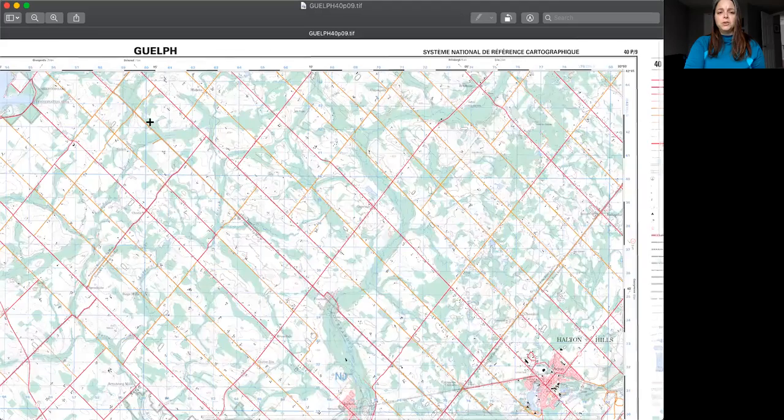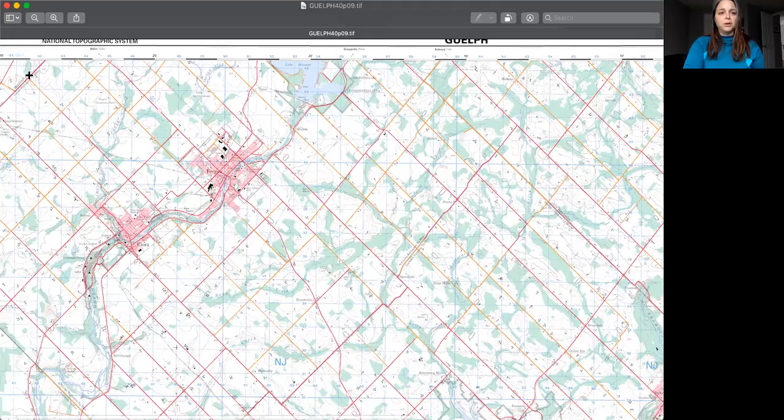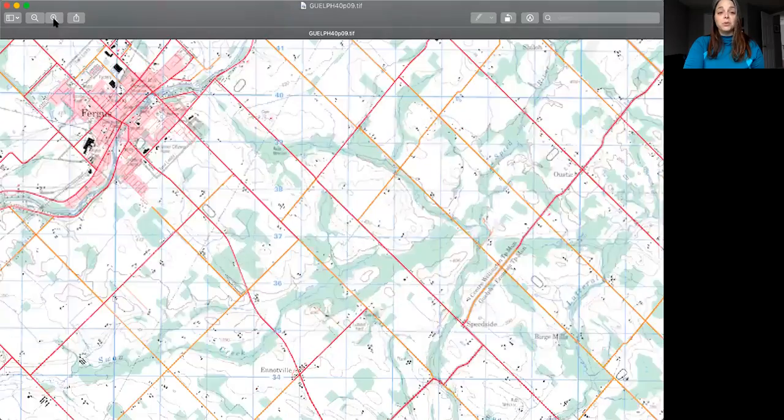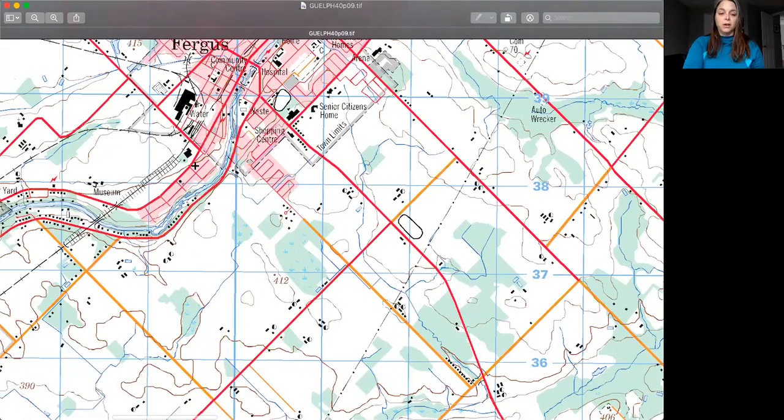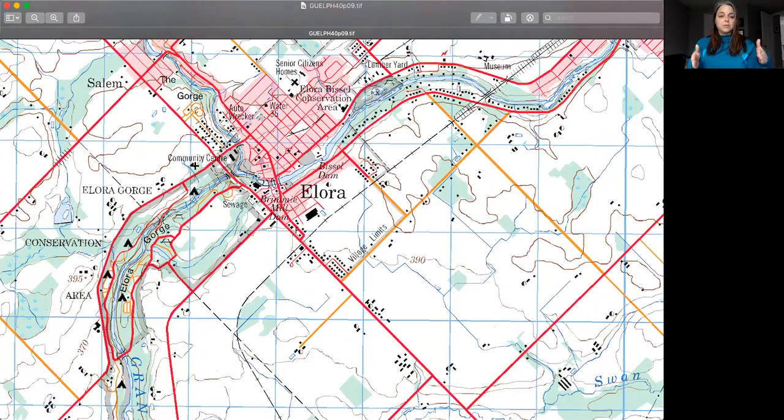But if we zoom over here to where the Grand River is, we don't see that really broad valley. In and around Fergus and Elora, we actually have a really deep, steep-sided valley, such that it's a canyon or a gorge in this area. It would be really challenging to find the contour lines through here, given the scale of our map.